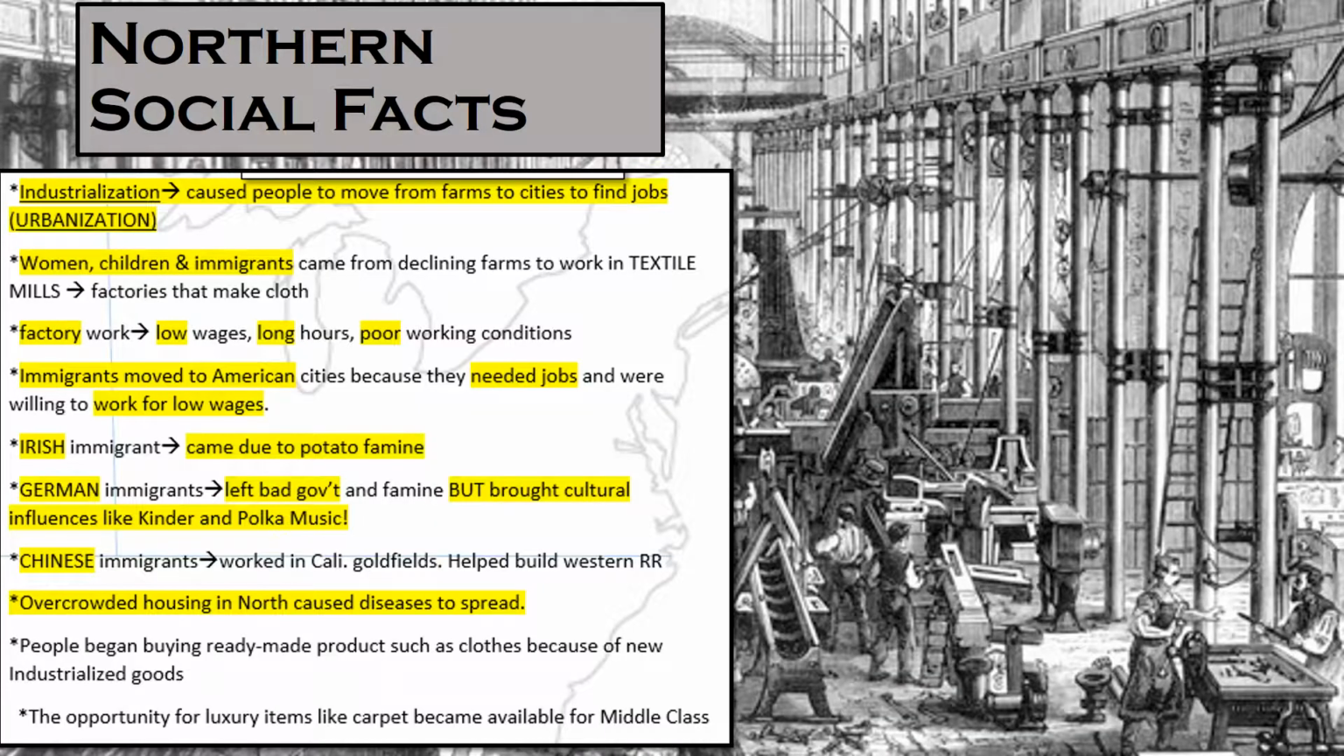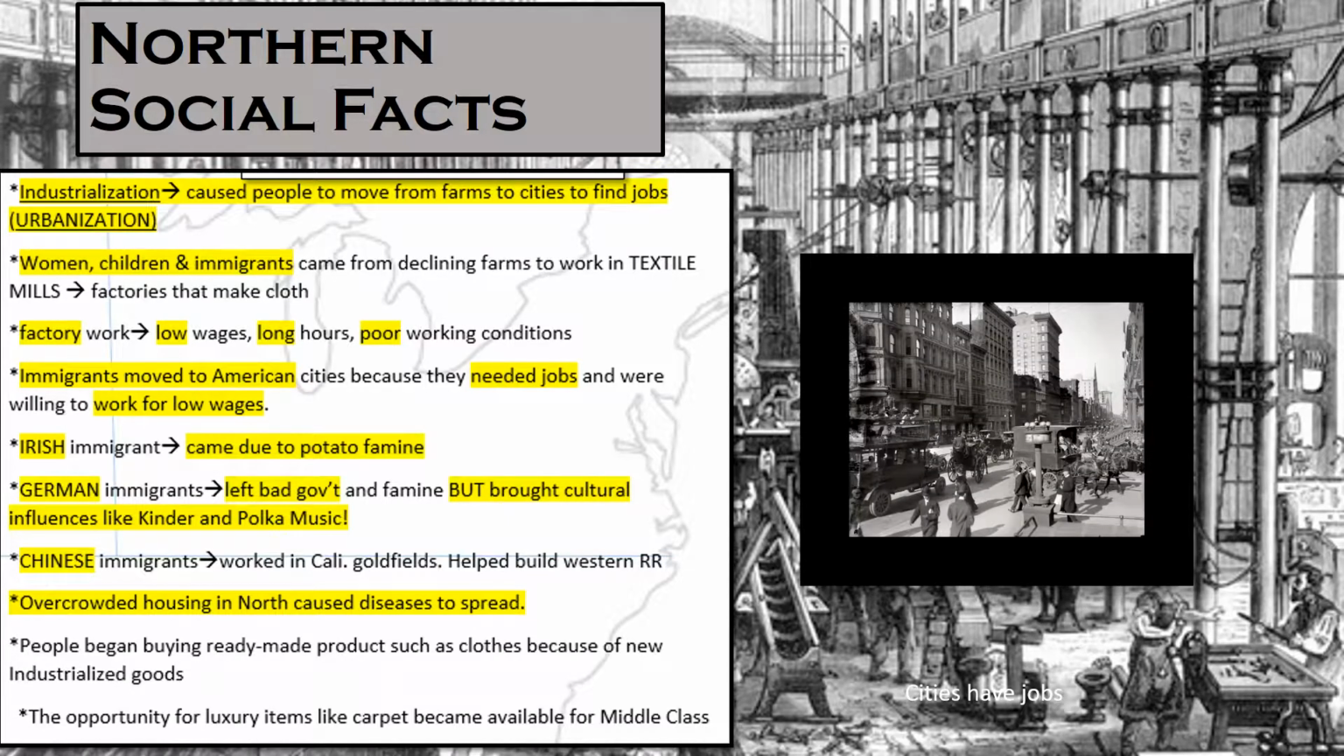All right, so let's look at social facts. So what's going on with the people? Industrialization caused people to move from farms to cities to find jobs. So here we have cities and the jobs. Just look how it's like a hustle and bustle. That's where you get the terms hustle and bustle in the cities, because look at it, just cars.